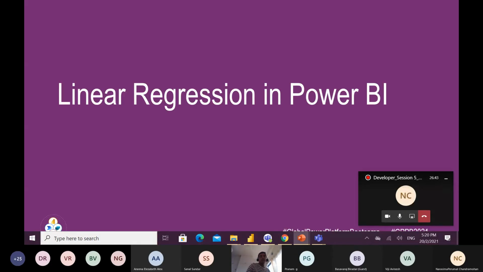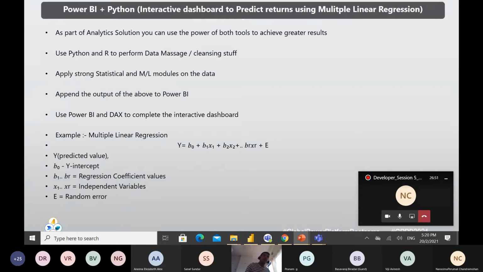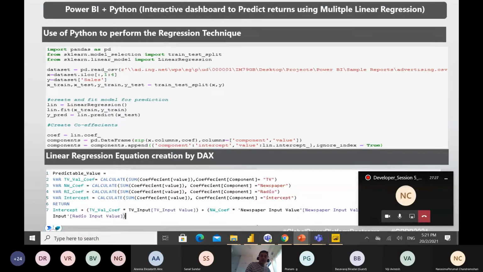Linear regression in Power BI is another way of doing regression modeling. We are using Python to do a linear regression and then creating a DAX linear regression equation over it to understand the whole linear regression of the model. We are using two tools within Power BI to achieve this. Linear regression is just a predicted value equal to the intercept plus the coefficient values of the independent variables, with e being the random error. We used a simple Python script where we imported pandas, sklearn and all those things, and got a data set to do a linear regression over it, train the data set, and test it.